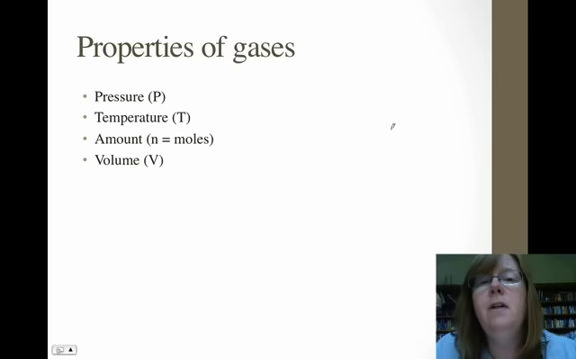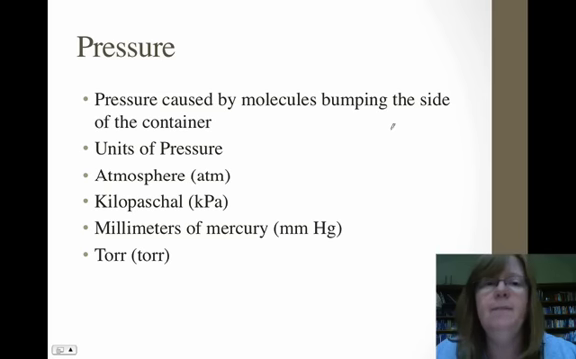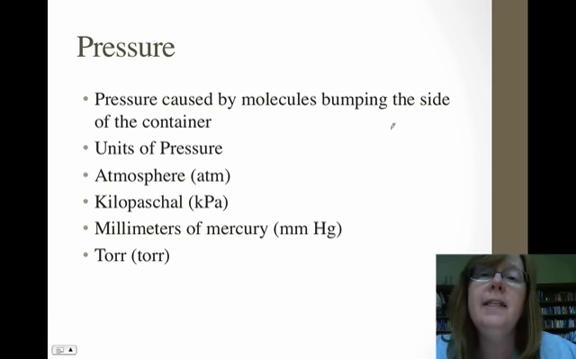Gases will take the volume of their container, so if it says you have a 2-liter container of, say, argon gas, your volume of gas would be 2 liters. All right, let's first of all look at pressure. What causes pressure is the gas molecules are constantly moving and they are bombarding the sides of the container, and that builds up pressure. And so pressure is caused by our molecules bumping the side of the container.